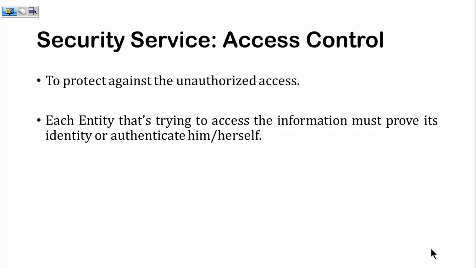The other one is access control, which tells you the list of authorized people who can have access to the information, and while accessing the information they may be asked for some proofs as well.